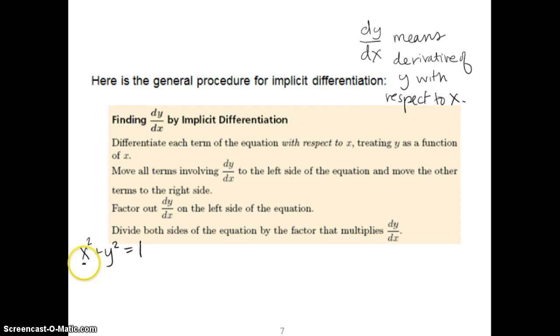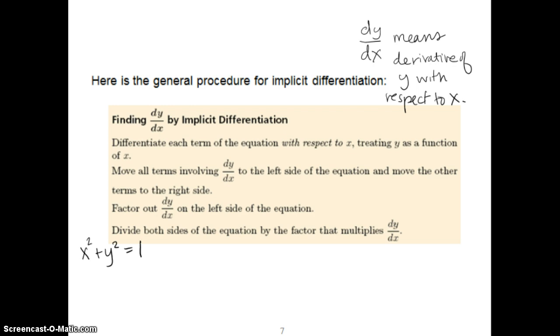So if we're going to differentiate x squared plus y squared equals 1, x squared is already in terms of x, so you don't have to differentiate that any differently. But y squared is in terms of y. So we're going to look at y squared as a function of x, kind of a composite function.